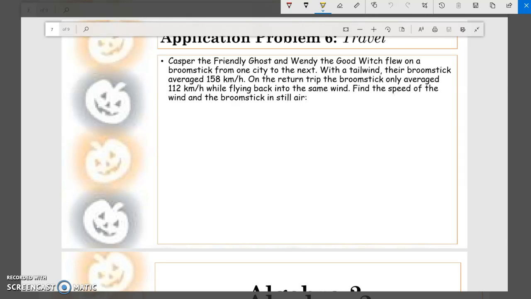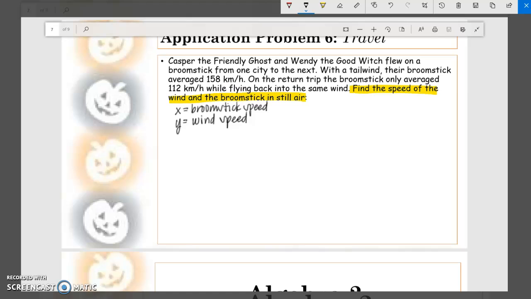So if we take a look at this problem, it's asking us to find the speed of the wind and find the speed of the broomstick. So that right there is going to be our variable definition. We can say x equals broomstick speed, if that's what you're flying on. If you're flying on a plane, it would be the plane speed. If you were navigating a boat, it would be the boat speed. Then y is going to be the wind speed.